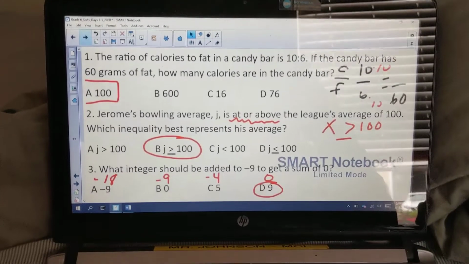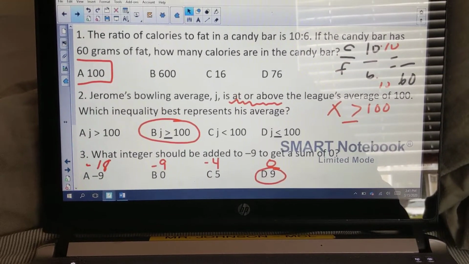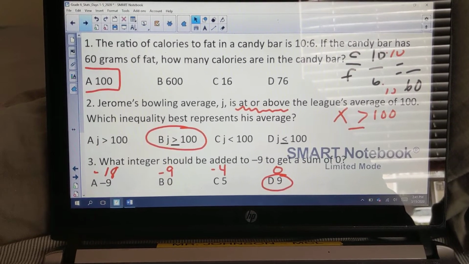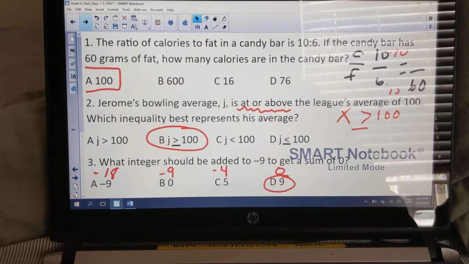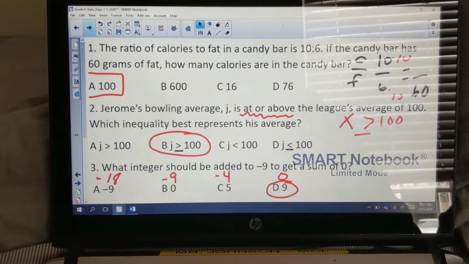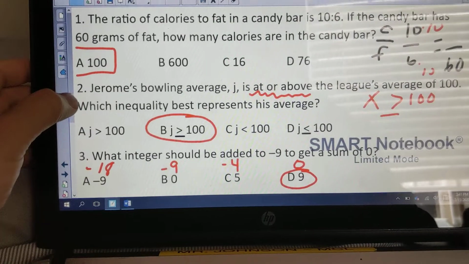Number 3, definitely would use a calculator for this. It says which integer should be added to -9 to get a sum of 0. Well, -9 plus -9 is -18. -9 plus 0 is -9. -9 plus 5 is -4. And -9 plus +9 is 0. That's what you're looking for. The strategy all week for number 3 is to use your calculator.